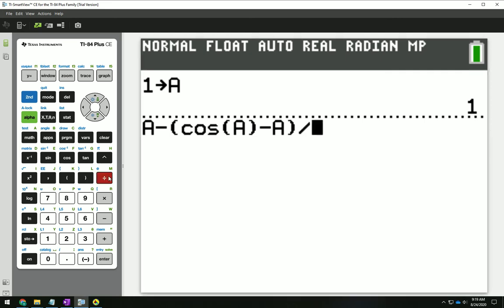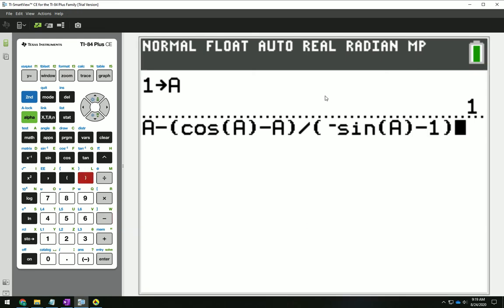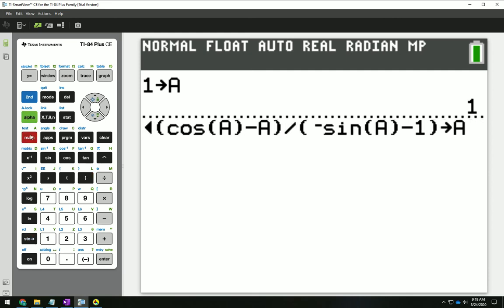Then I'm going to divide by the derivative of my function. So I'm going to do a negative sine of a minus 1. This is what I have. Now, I don't hit enter yet. If I do hit enter, this will show me what the value of x2 is, my next approximation. And while that's great, what I'd like to do is to set up the calculator to recompute this line again automatically. And so here's what I'm going to do. At the end of this line, before I hit enter, I'm going to click the store button again, and I'm going to say a.